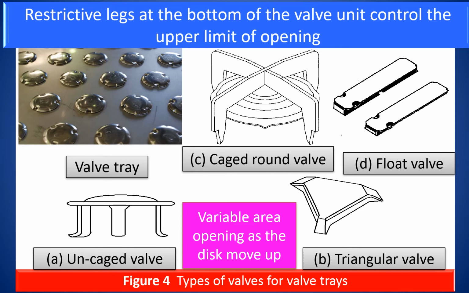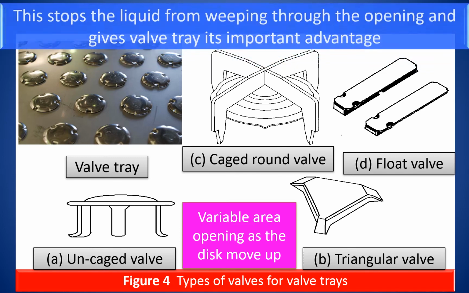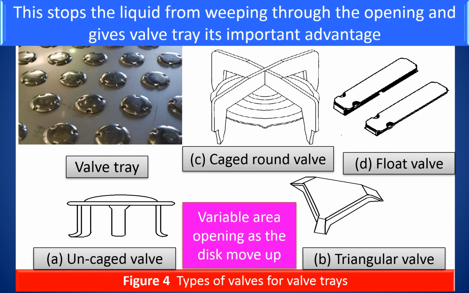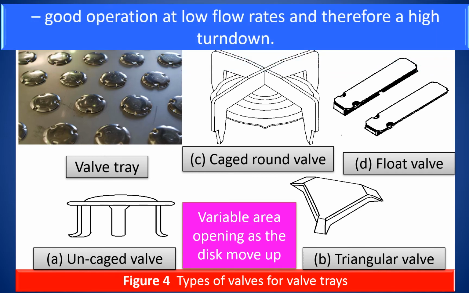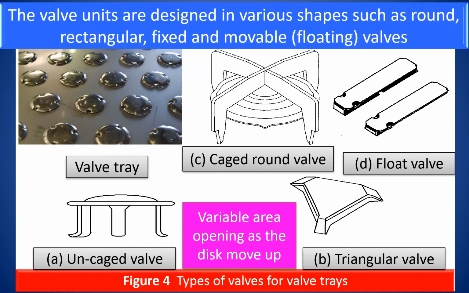As the vapor flow is reduced, the valve opening is reduced, or they may settle at an intermediate position over the holes. This stops the liquid from weeping through the opening and gives the valve tray its most important advantage: good operation at low flow rates and therefore a high turndown. When there is no vapor flow, the valves lay flat on the tray floor. The valve units are designed in various shapes such as round, rectangular, fixed and movable or floating valves.